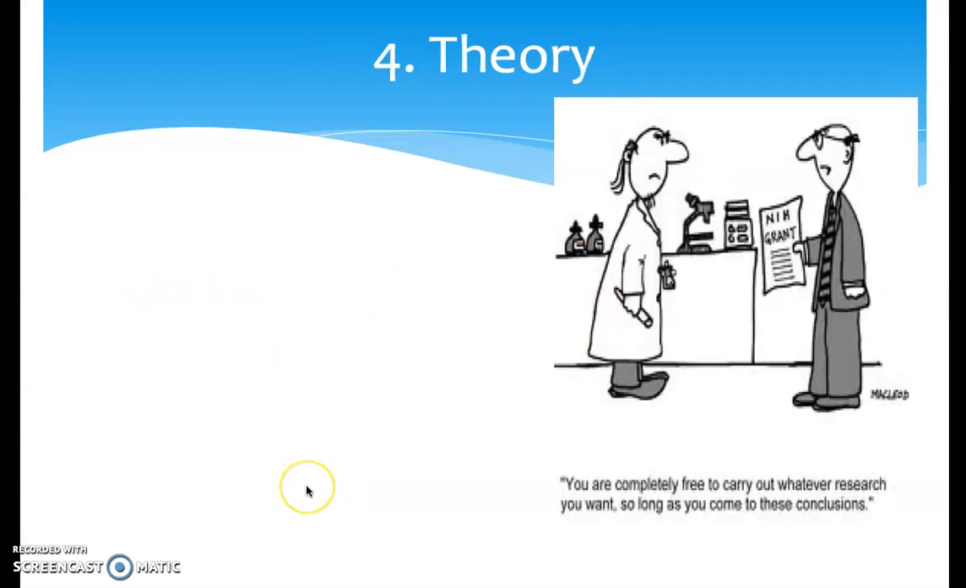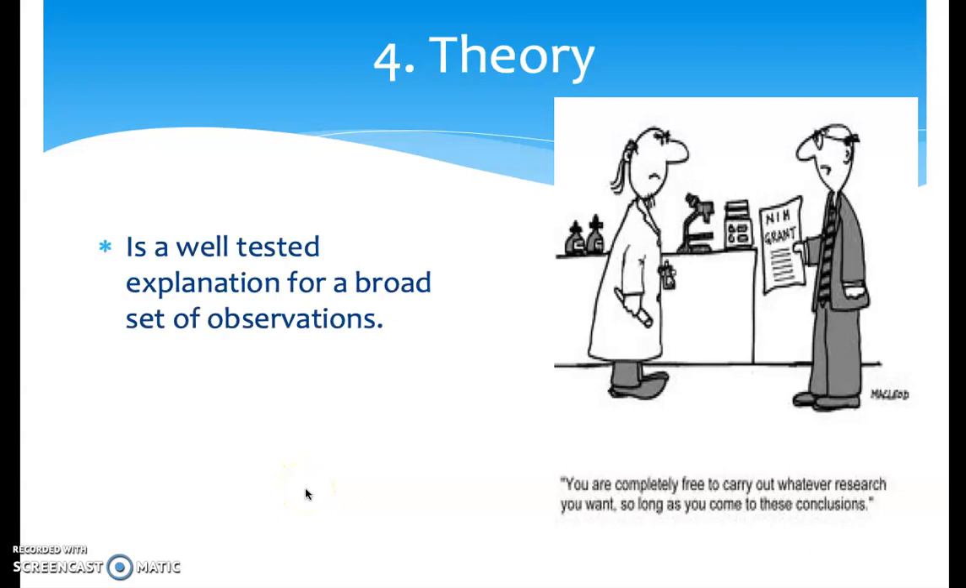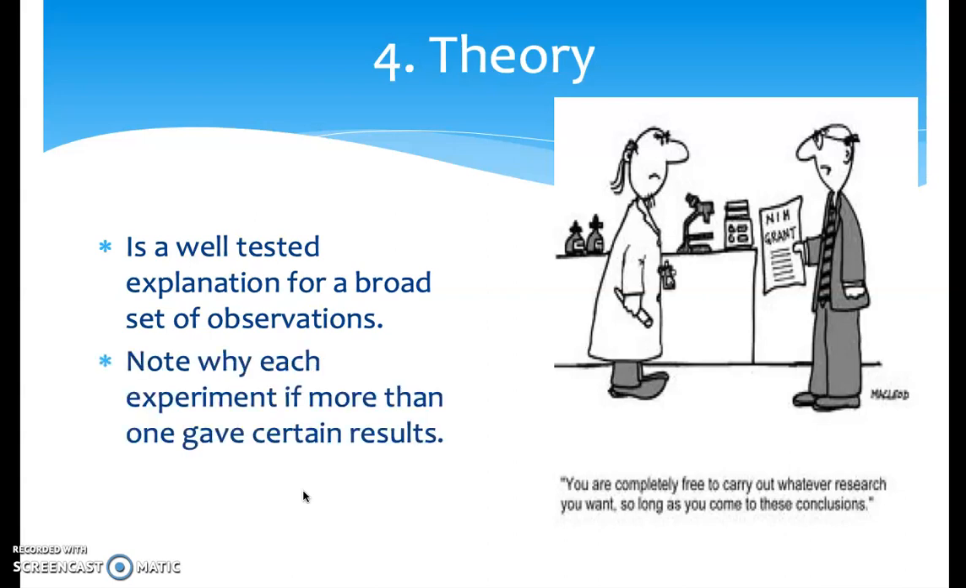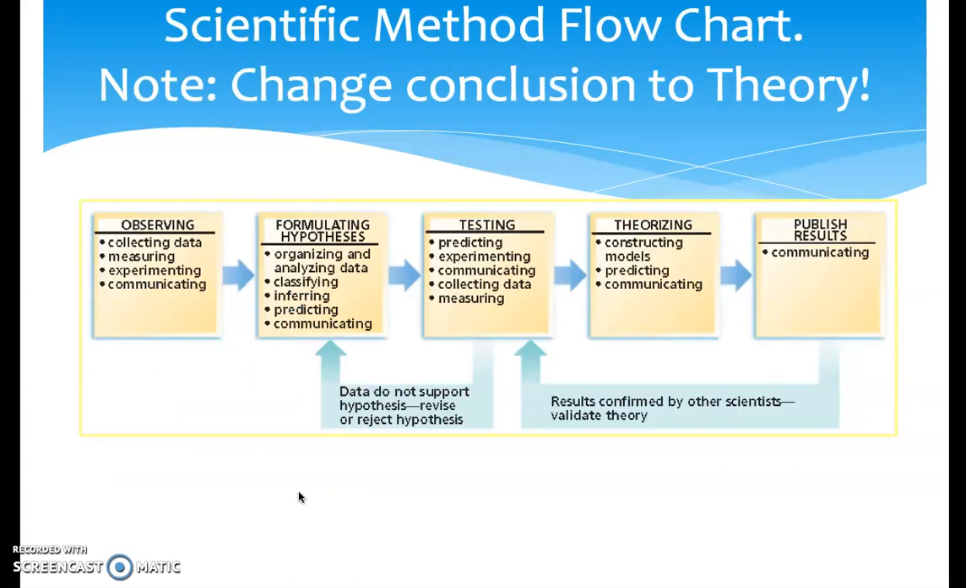Now, the 4th step is a theory. A theory is a well-tested explanation for a broad set of observations. You note why each experiment gave certain results, if more than one gave certain results. Construct models. So here's a general flow chart: observing, formulating hypothesis, testing, and then you can go back to formulating hypothesis if the data does not support the hypothesis.